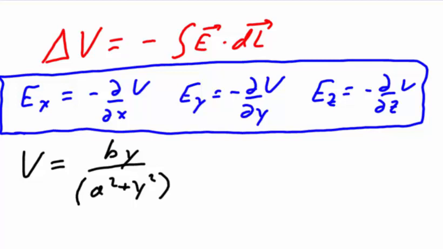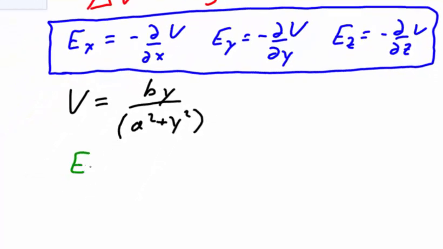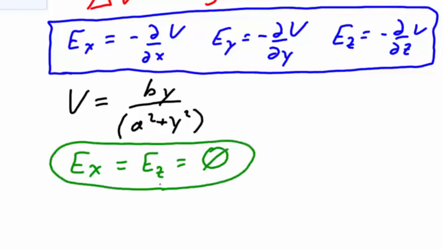Therefore, if we attempt to take the derivative with respect to x to create the electric field, we'll have 0. And also if we take the derivative with respect to z to create the z component of electric field, we'll also come out with 0. So both Ez and Ex are 0. The only challenge in this calculation is to take the derivative of V with respect to y because that variable is found in the equation.